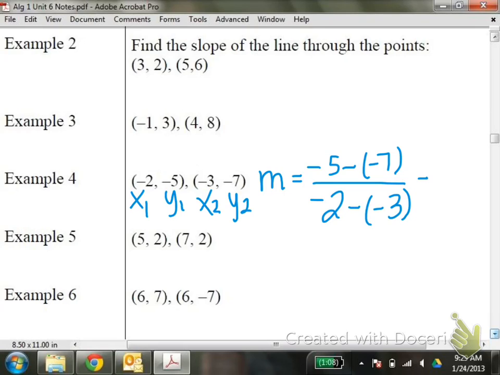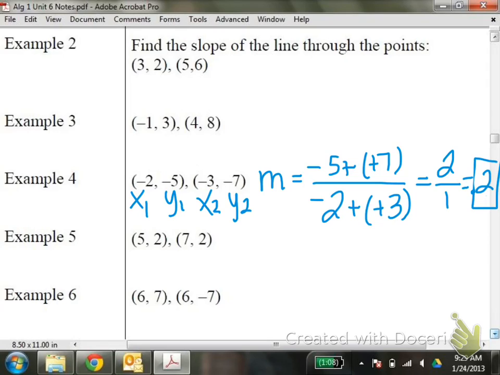Good. So then Maddie says, wait, doesn't a minus and a negative turn into a positive? Yeah, it does. So this is actually addition: negative 5 plus 7. So what does that give me? 2. And what is negative 2 plus 3? Positive 1. So my slope is 2 over 1 or just 2.